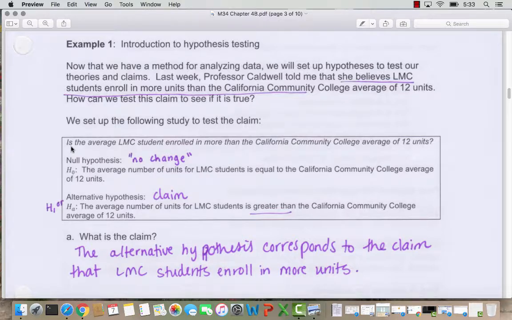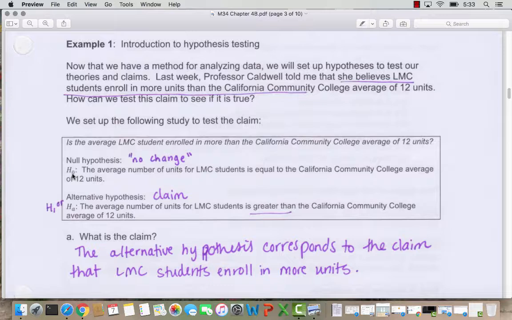So we first write a null hypothesis. Null means nothing, so we say the null hypothesis represents no change. We use H and then a 0 down here. The 0 is standing for no change. So the null hypothesis here says the average number of units for LMC students is equal to the California Community College average of 12 units. So we're saying here the mean equals 12. And we're talking about the population mean, so if we were going to write this symbolically, we would use mu. We would say mu equals 12 is our null hypothesis.